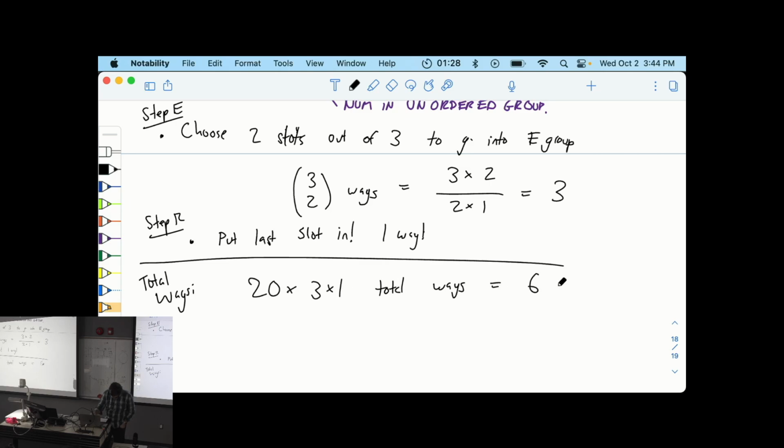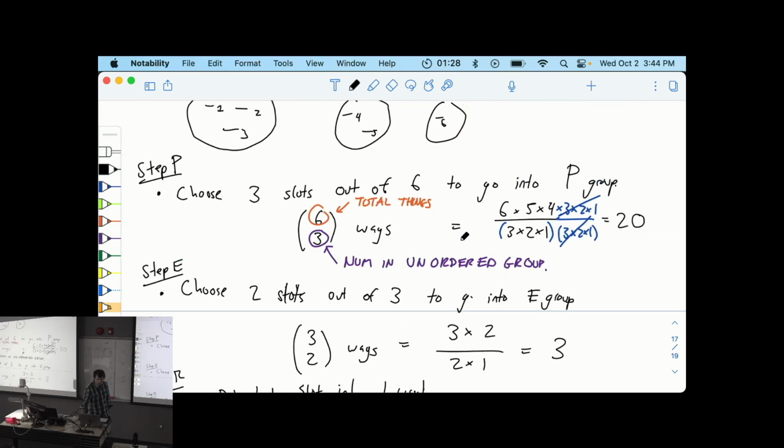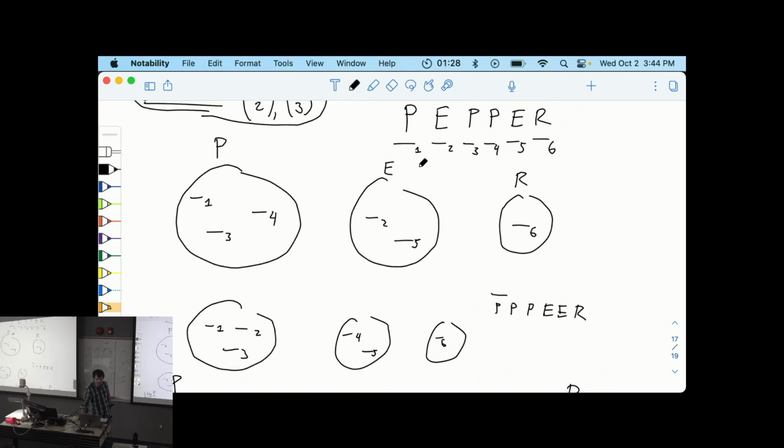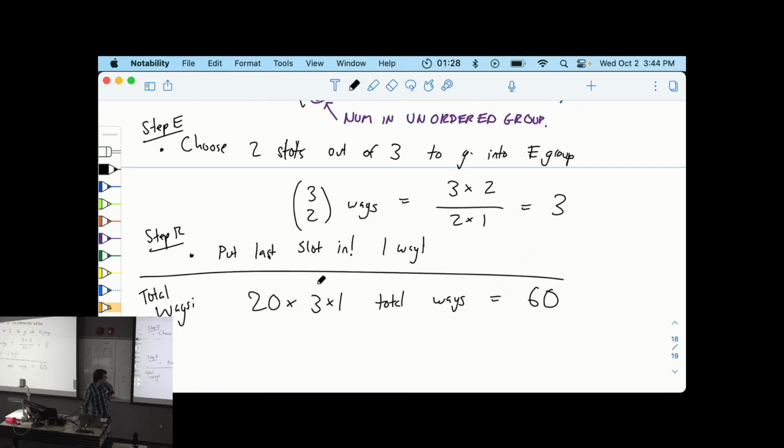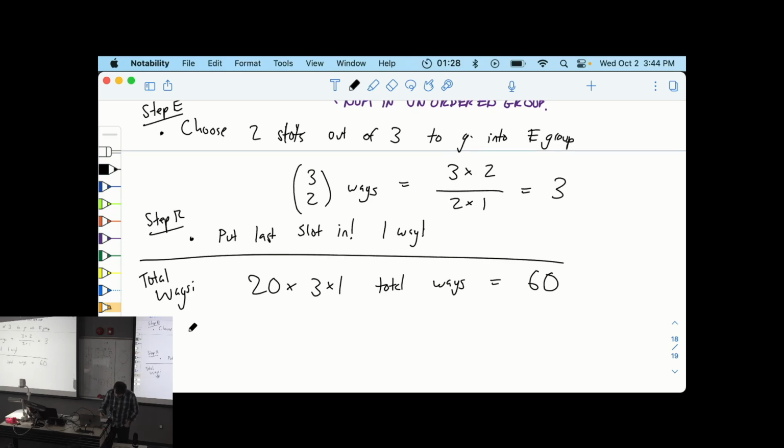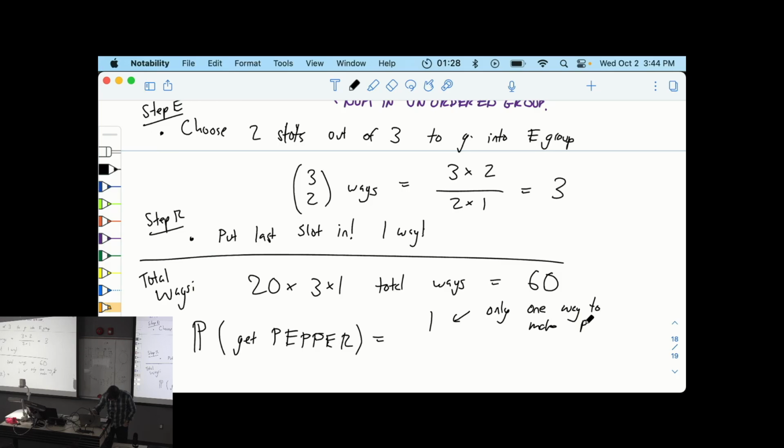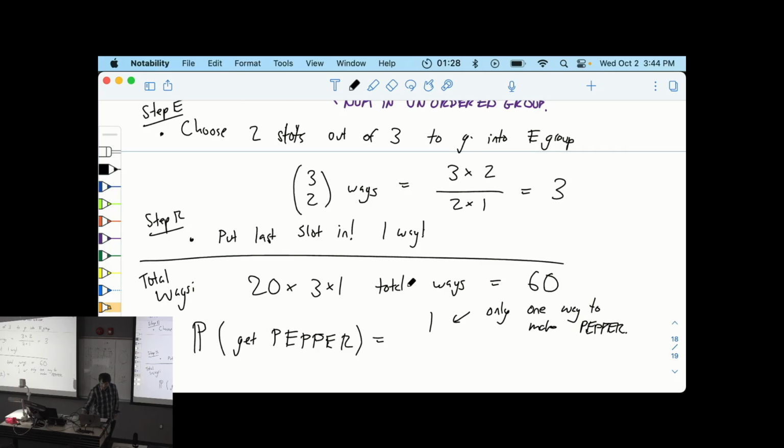That's 60. So there's 60 possible words you could get if you think of each word as being unordered. Last but not least, what's the probability of getting pepper? It's just going to be 1, because there's only one way to make pepper as an unordered set. Only one way to make pepper, right? As unordered things, the only way is the way I showed you over here.